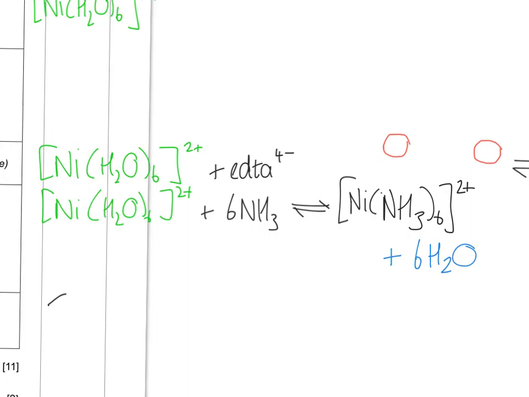So you just need to make sure that the number of ligands on your left hand side is the same as on the right hand side. So I have 6 water ligands here and 6 on the right hand side as well, because all 6 have been replaced by ammonia ligands. So this is the hexaammine nickel complex. And again, my charge is 2+ because ammonia is also a neutral ligand.